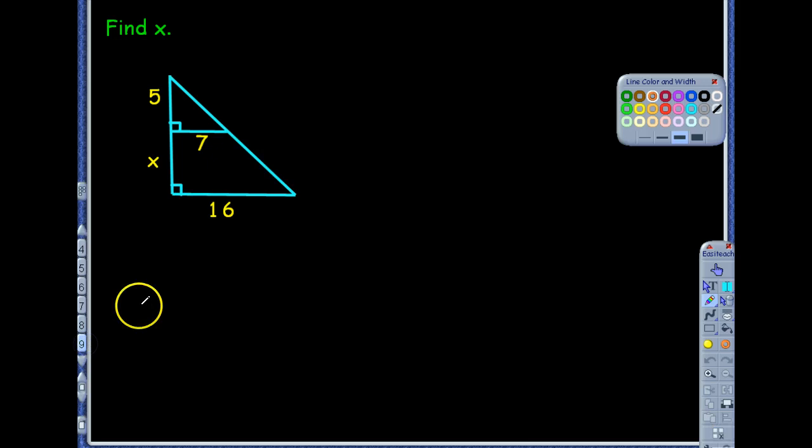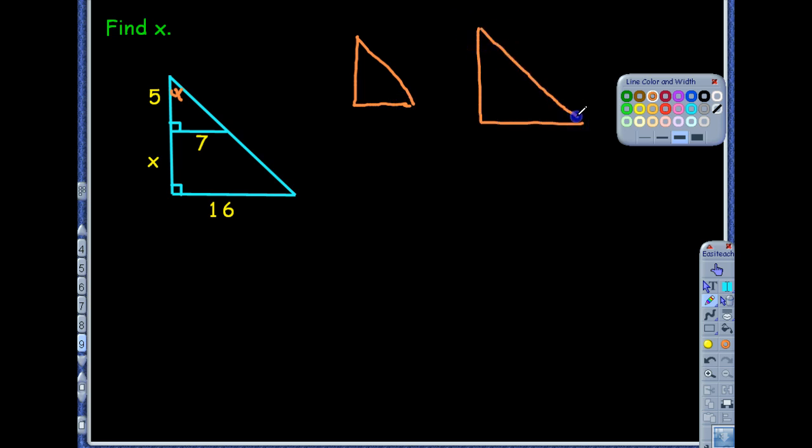Last one. It says just find X. I'm guessing these are maybe similar triangles. Looking at the right angles that are marked there, we know those are congruent, and we have that included angle up at the top that's congruent. Let's draw them separately. That's helpful when the triangles kind of overlap. We've done this with congruent triangles.